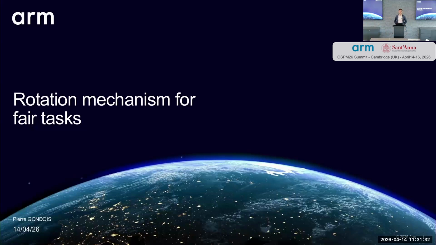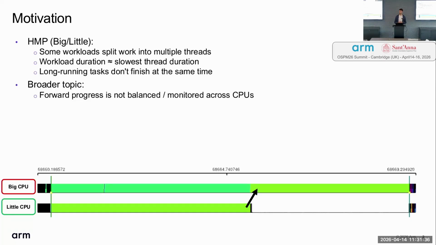Right. So I'm going to talk about the rotation mechanism for fair tasks. What is it? Some people saw that when executing some workload on HMP in particular, the workload was dividing the actual work in a static way across different threads. So you create n threads, as many threads as the number of CPUs, and each thread has to execute the same amount of work.